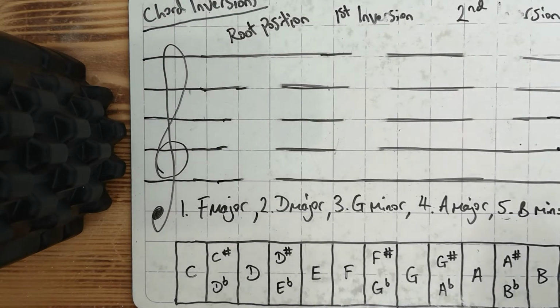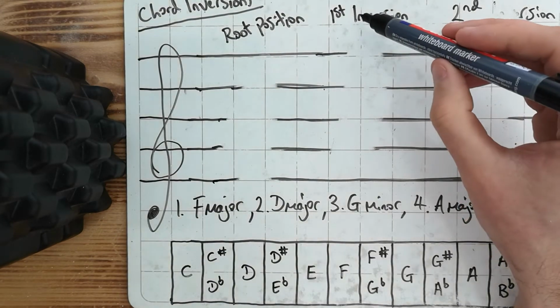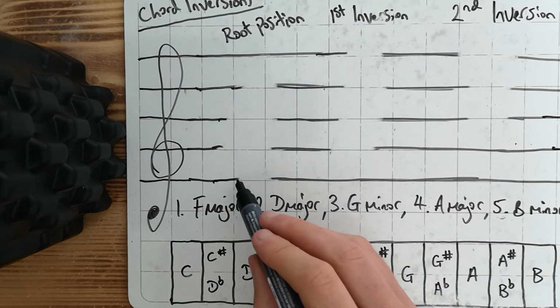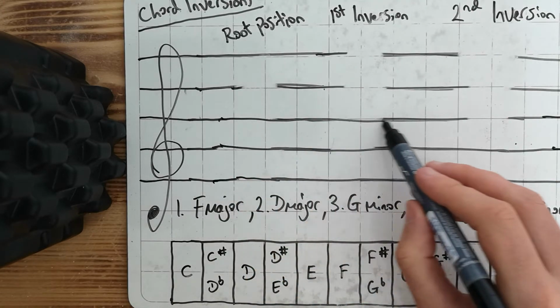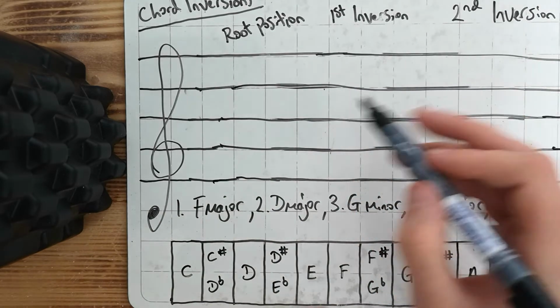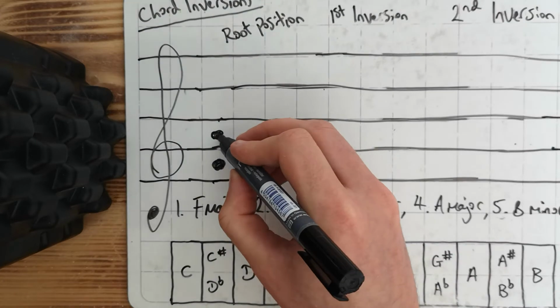You've already done it in root position, but I want you to write them out now in first inversion form and second inversion form as well. So I know that, for example, F major, if you've done it properly, you will have done F, A, and C. This is root position. You should have already done this one as of the last video.